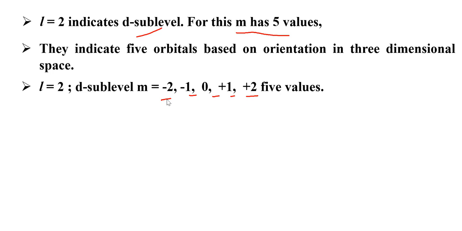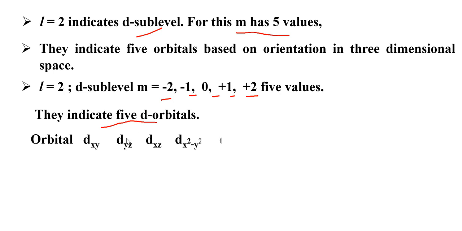So this is the best method. They gave one formula, 2l plus 1. So take minus to plus including 0. That is one indication. It is not a numerical value. Okay, minus 2 means low, plus 2 means higher, nothing like that. They indicate 5 d orbitals. Those are dxy, dyz, dxz, dx square minus y square, dz square.